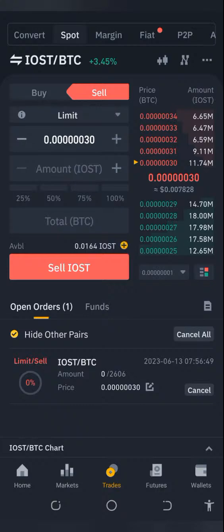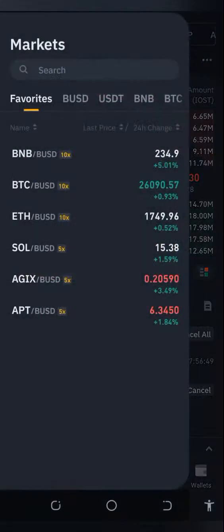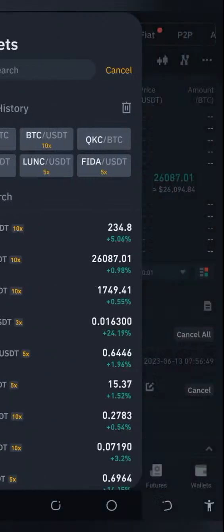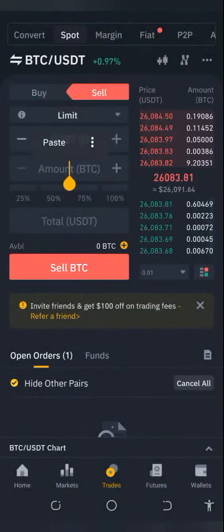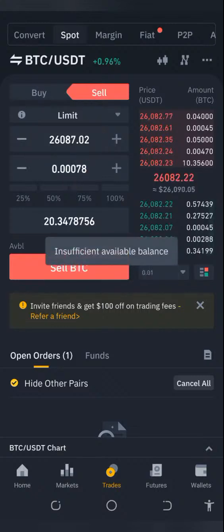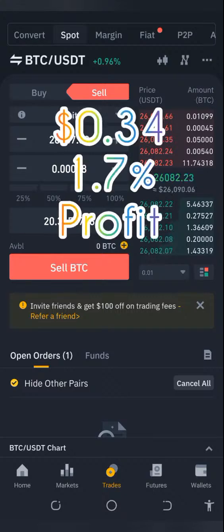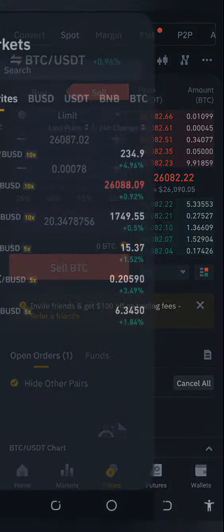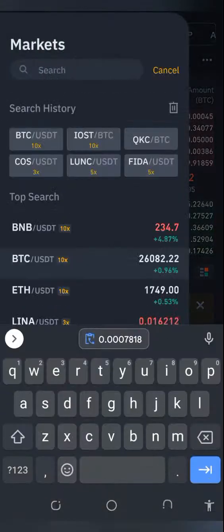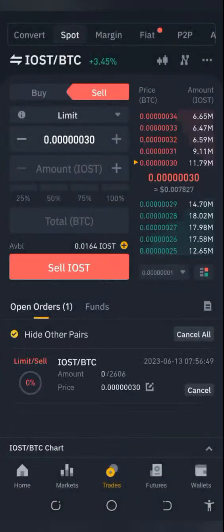But how much are we actually going to make? Let's see. If this executes, I hope this makes money. If I place this in here, will I make money? Yes, we will make money. 20.34, which is 34 cents, which is 1.7% profit. All right, so there is a potential. So now let's keep our fingers crossed, because we've got to get this sold in IOST BTC. We've got to get it sold.